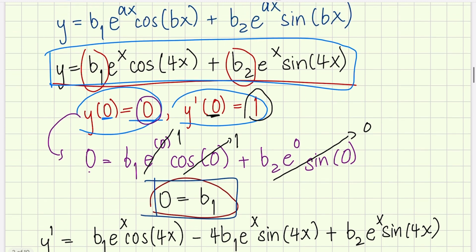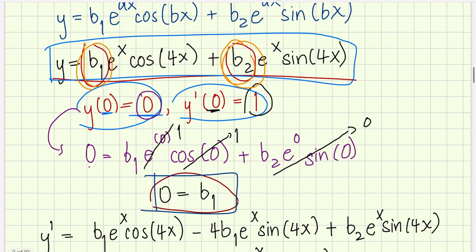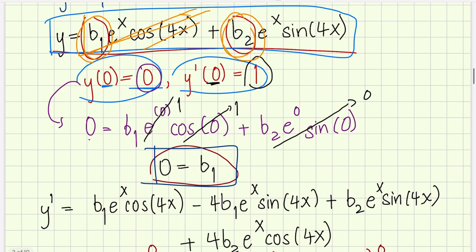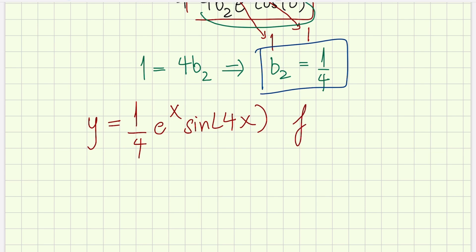Now I can substitute b1 and b2 over here. So substituting b1 will get rid of this entire term because it's 0. So I'll be left with y equals 1 over 4 e to the power x sine 4x. And that is my final solution.